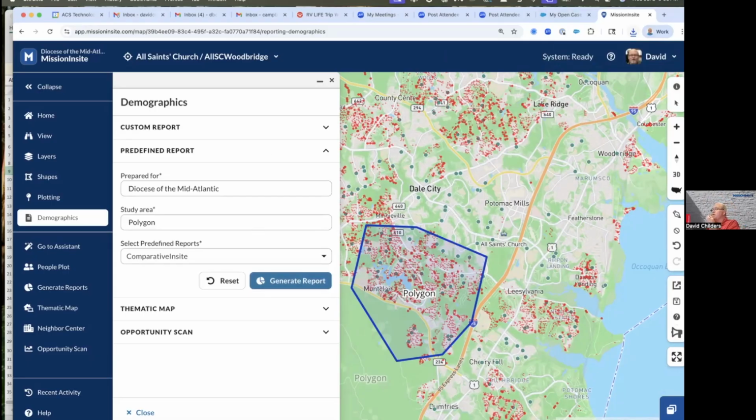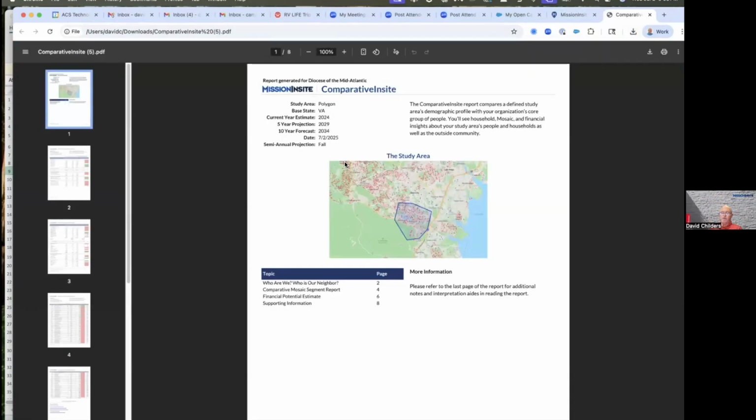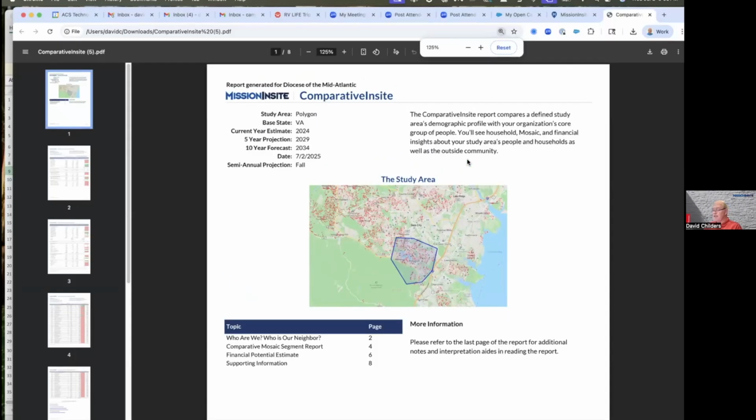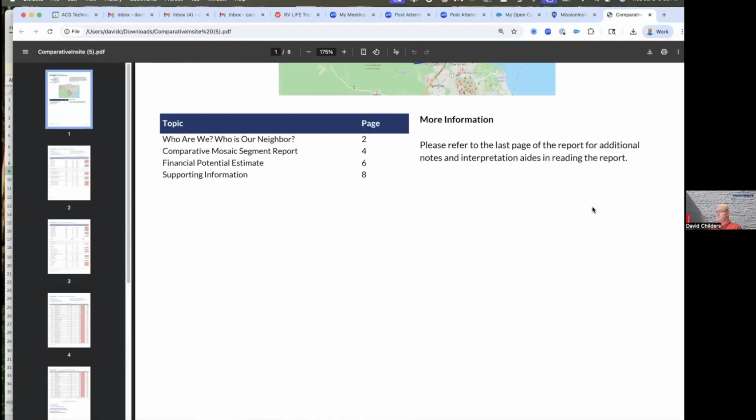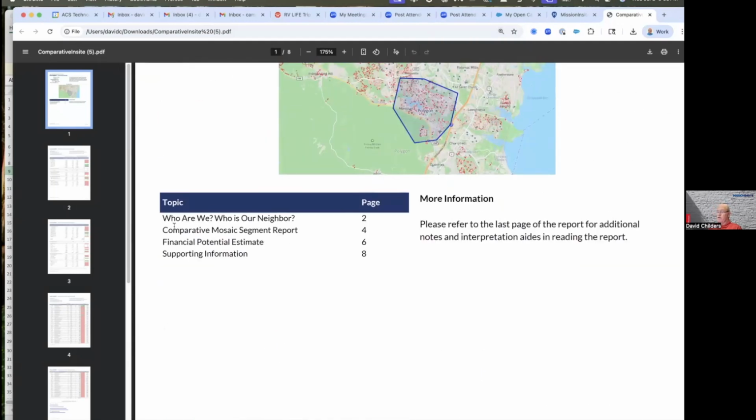So I'm going to open comparative insight. With that understanding, this does not mean that Heidi is rich or that Eric is rich, but it's showing me the neighborhoods in which they live, to compare them to. So it wants to know who we are, who our neighbors are, and then it's going to do the comparative mosaic segment report. And then, Eric, I want to get to this for your purposes of your questioning.